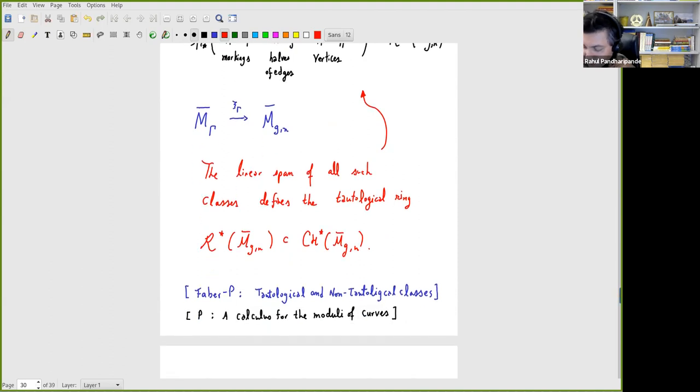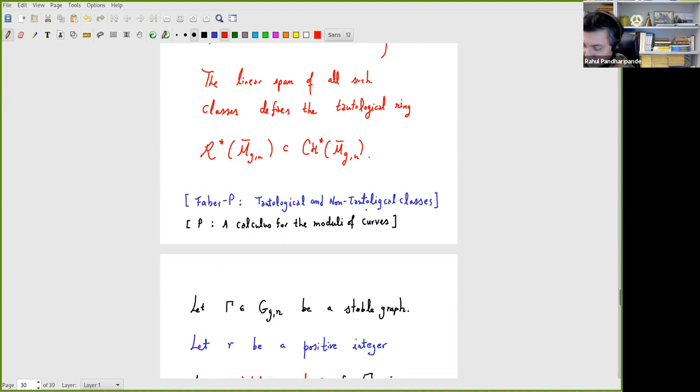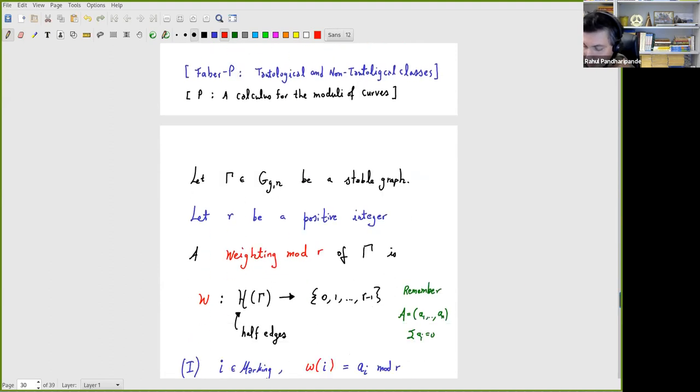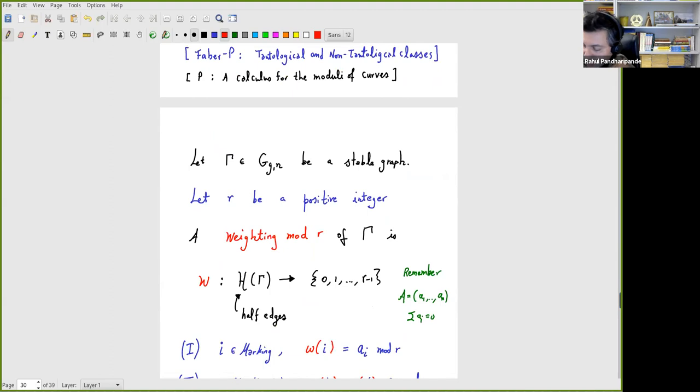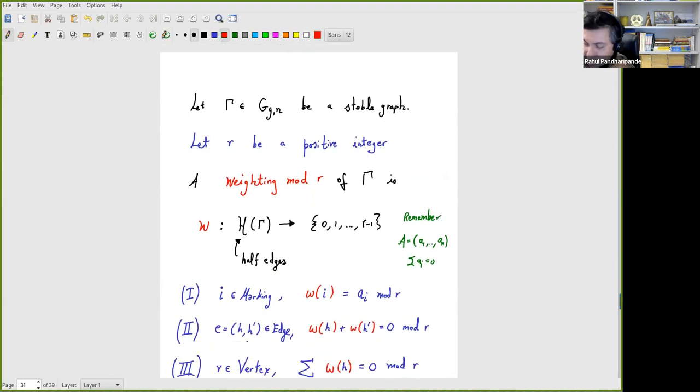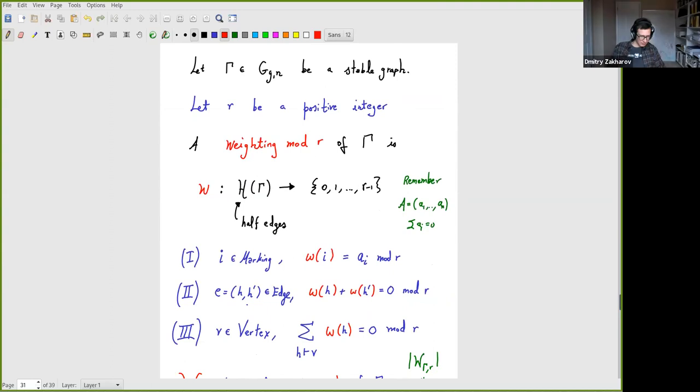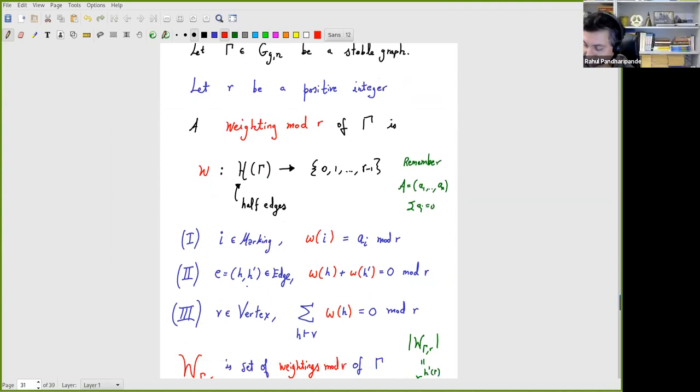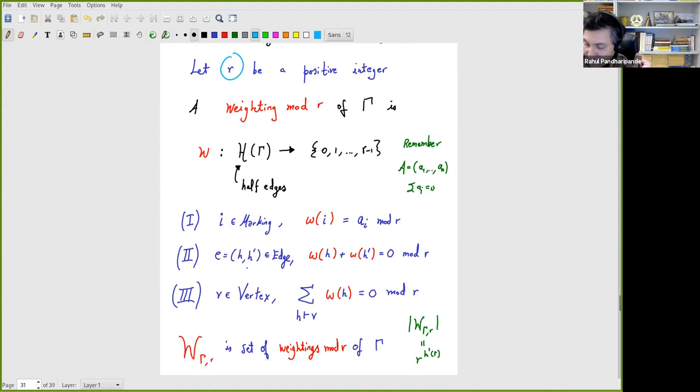And if you want to read some background on this, I put some references here. So for the formula, we're going to sum over all of these stable graphs. But the interesting part is this weight. So each stable graph, we sum over all the weightings mod r. So the first interesting thing is there's an r that's a positive integer. And the weightings mod r are maps from the half edges of the stable graph to the set 0 to r minus 1. That's this r element set.